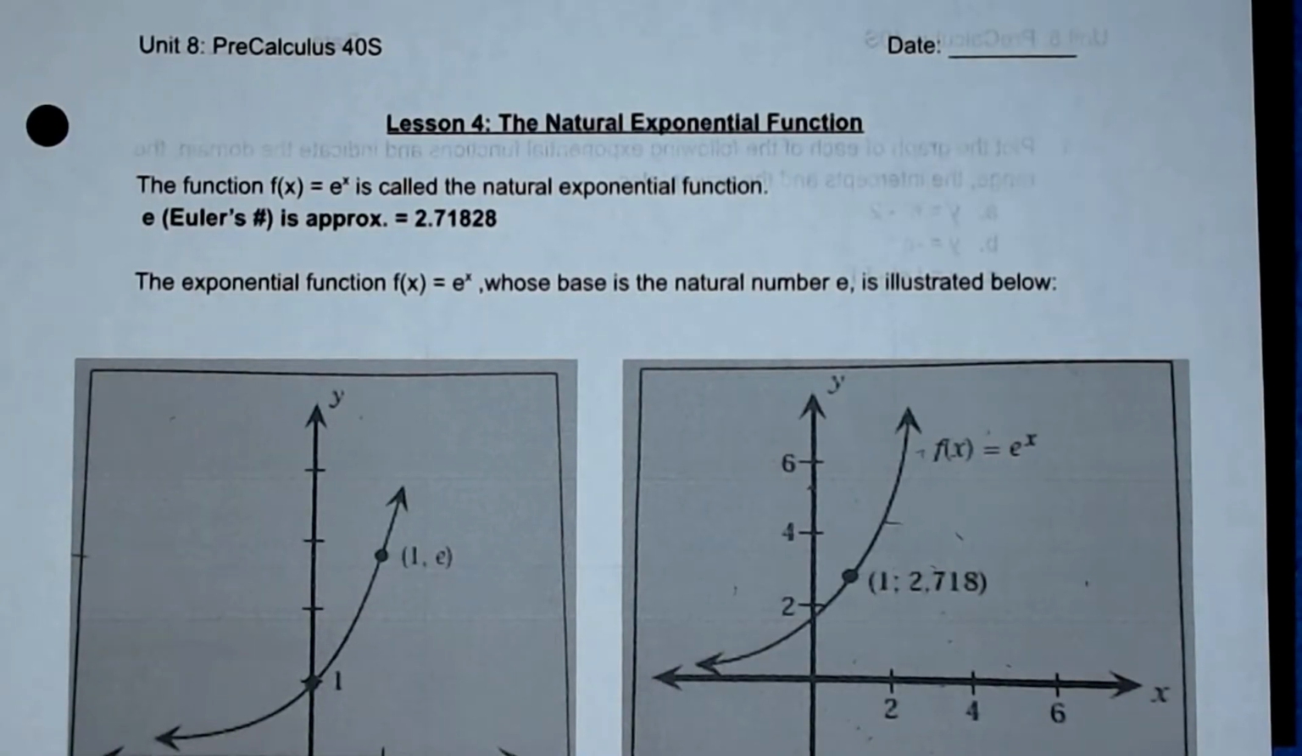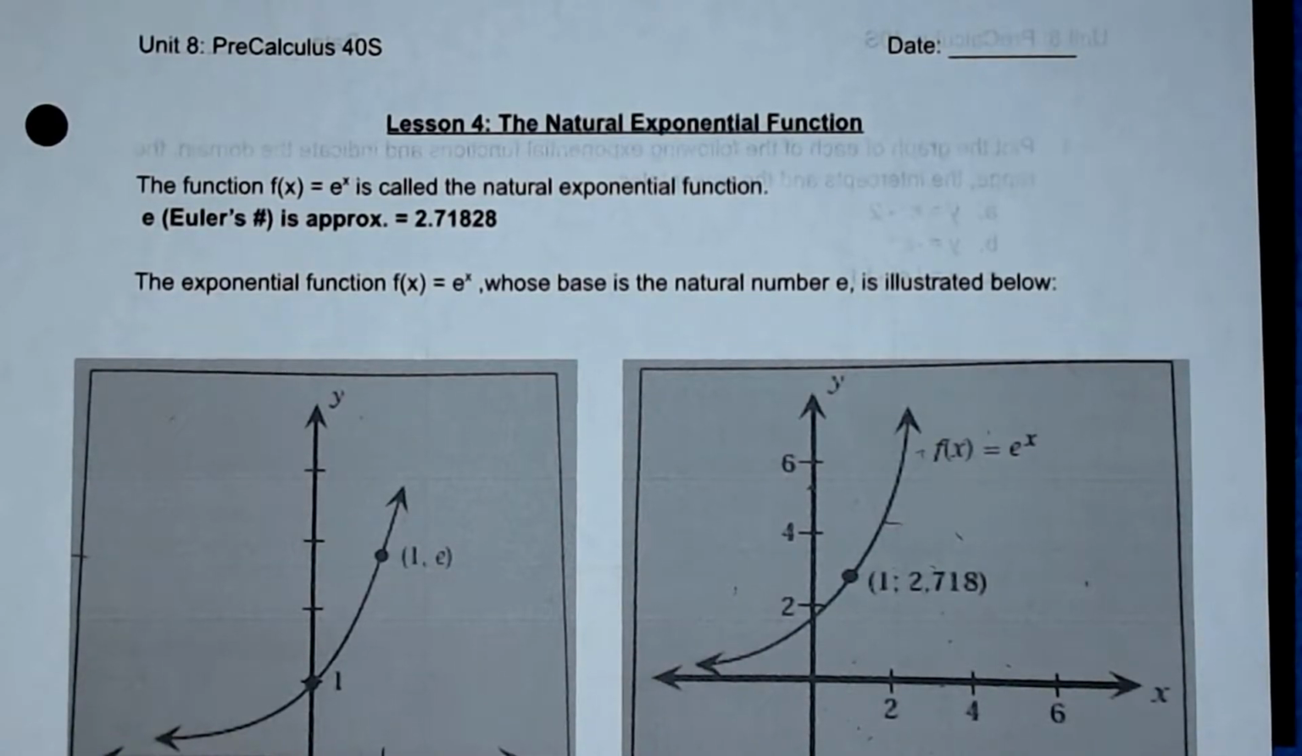Welcome to Unit 8, Lesson 4, the natural exponential function. We have something called the natural number, or e, Euler's number, and it's approximately equal to 2.71828. You should have an e button on your calculator somewhere. It might be in your second function area. You just need to look and find it.